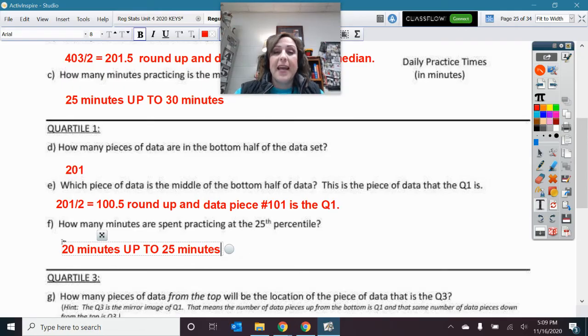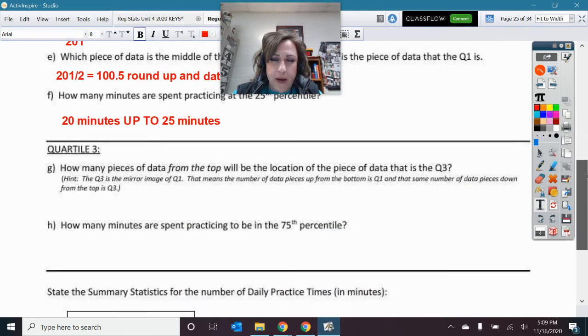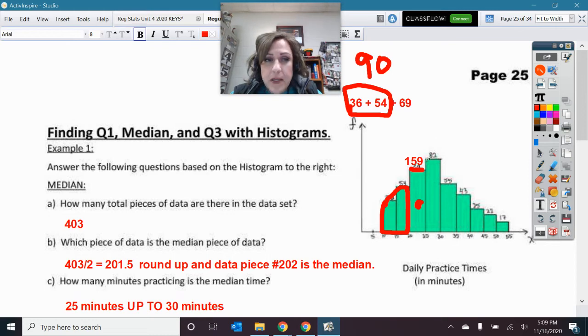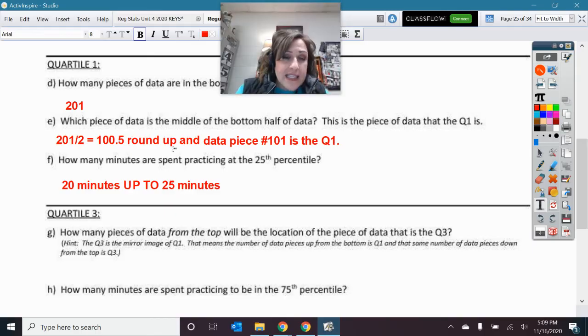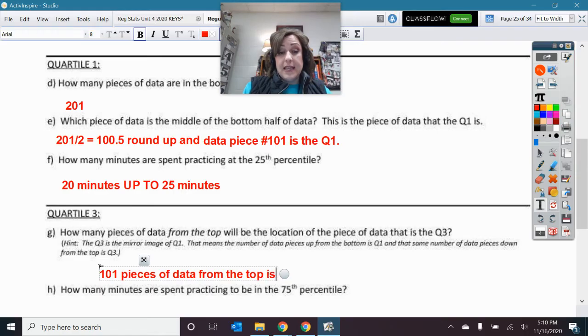All right, now, here's how I do my Q3. I kind of take the easy cheaty way out. Instead of thinking from the median and adding another 100 and however many up, I just do the opposite. We went up from the bottom to the 101st piece of data for Q1. So for Q3, I'm going to go down from the top to the 101st piece of data. So 101 pieces of data from the top is Q3. All right, let's go find it.